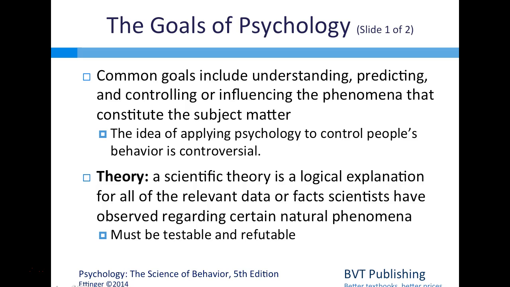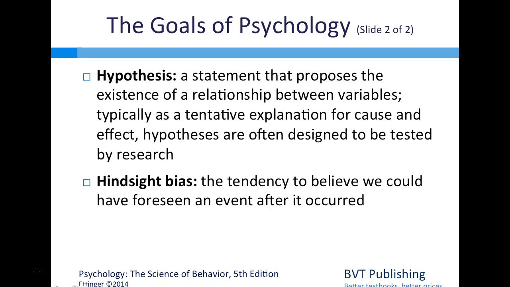So, a theory, this is a good definition to have. A good psychological theory generates predictions or hypotheses, which are assumptions about how people should respond under certain circumstances. A scientific theory is a logical explanation for all of the relevant data or facts scientists have observed regarding certain natural phenomena. These theories must be testable and refutable. So that means they must be able to be tested, and it must be something that other people can question. That's why it's a theory and not a fact.